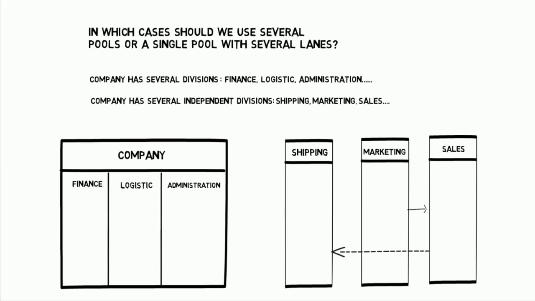In other words, if the sequence is entirely controlled by the process, it should be within one pool. If this process interacts with another separately controlled process, this other process is in another pool, and the communication between them is modeled via message flows.